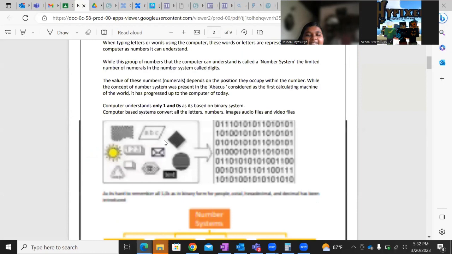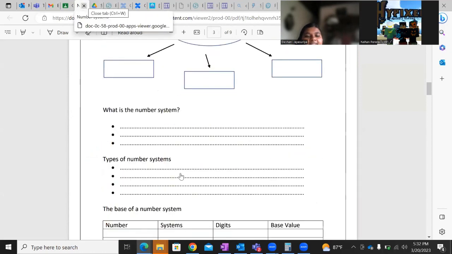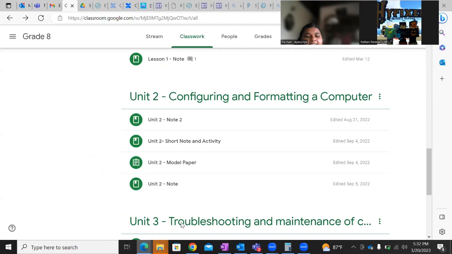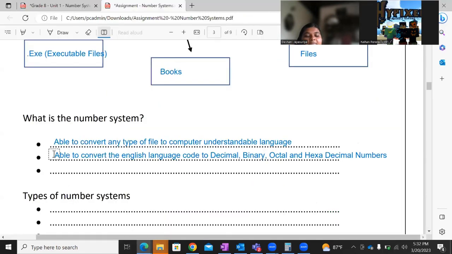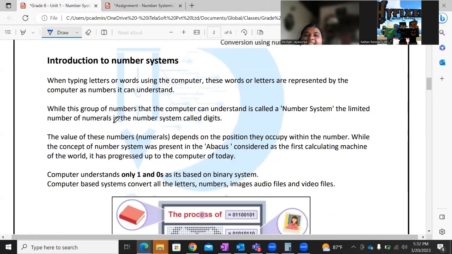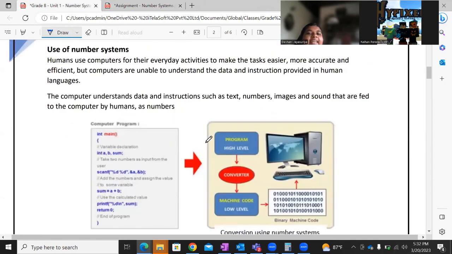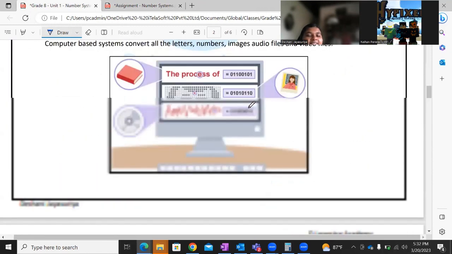So we were here. Once we are able to convert anything into this language, what else can you see? Images, videos, anything can be converted. Right?